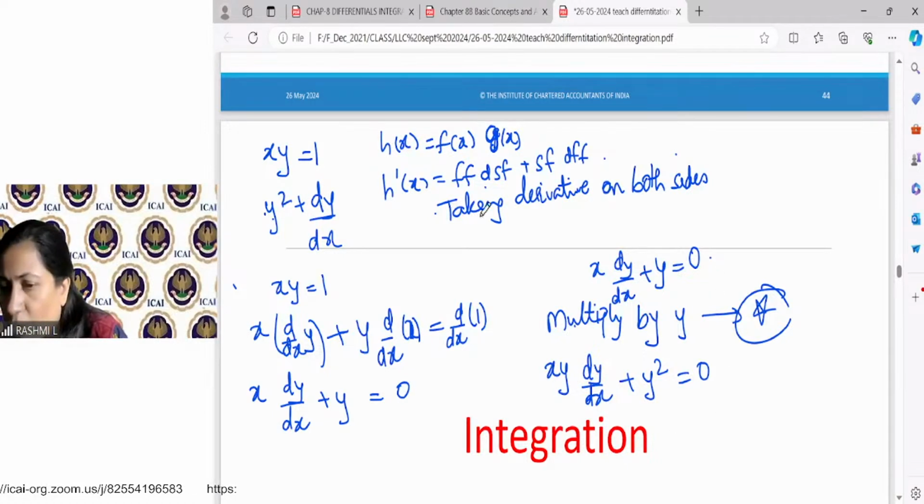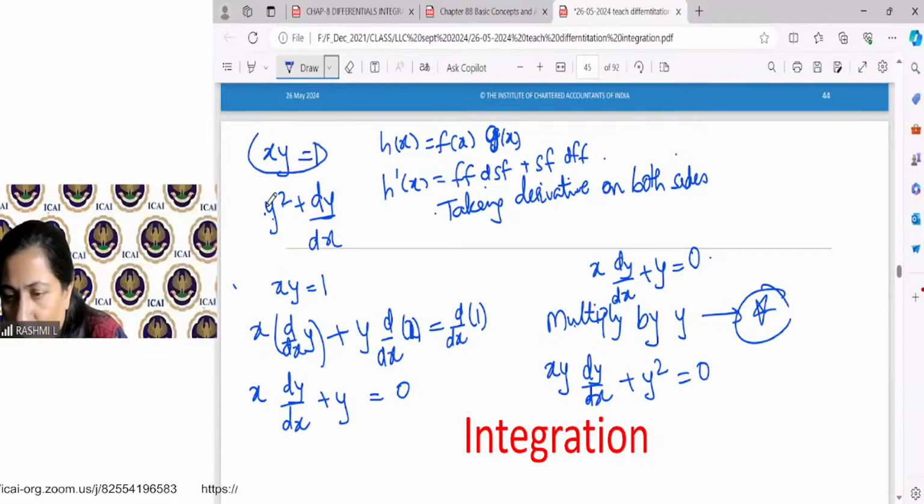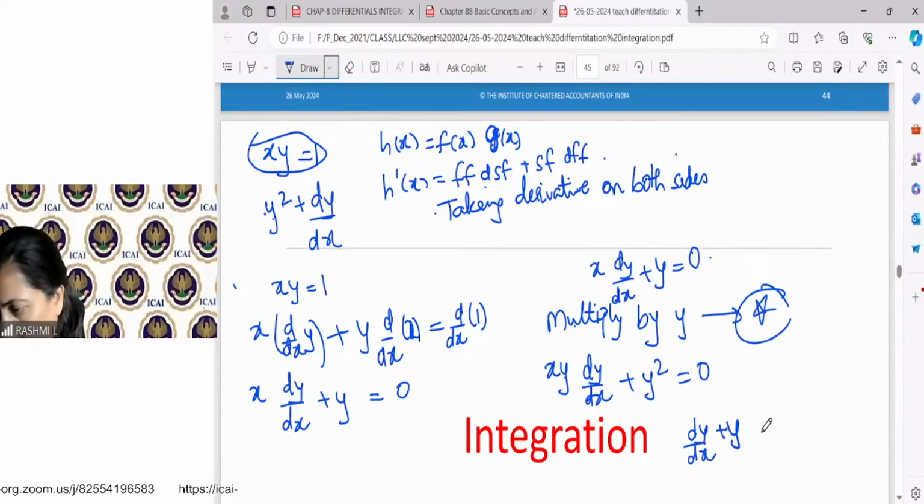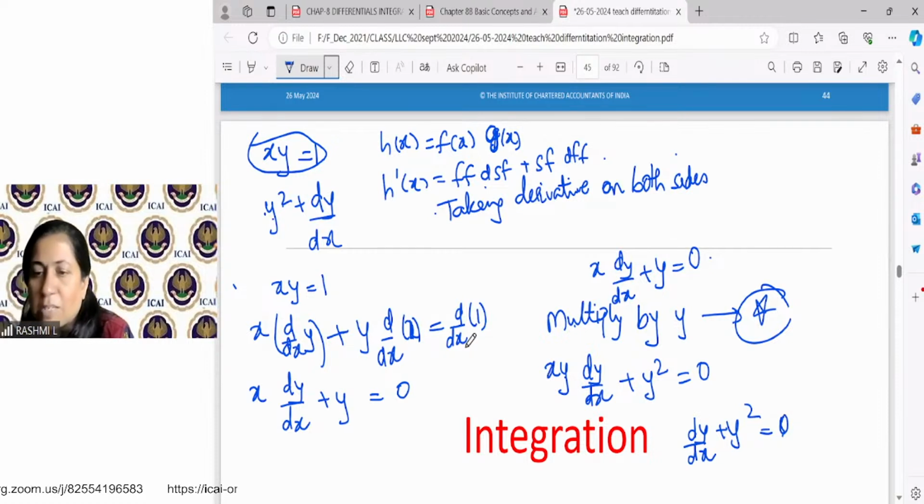Now I know that xy is equal to 1. So instead of xy over here I'm going to write 1. So it will be dy by dx plus y square. It will be equal to 0. Okay. Because xy is equal to 1. Okay, Parul? Got your answer?